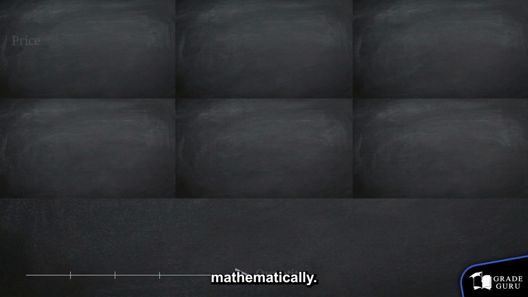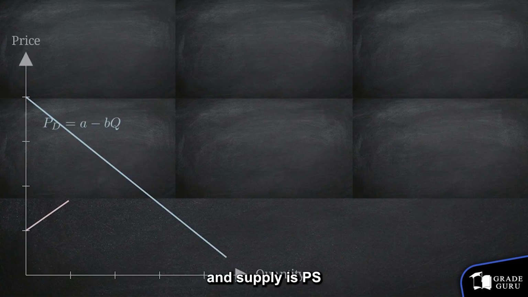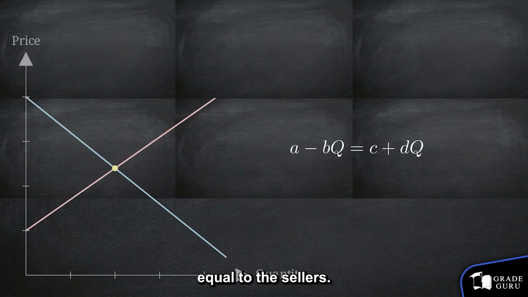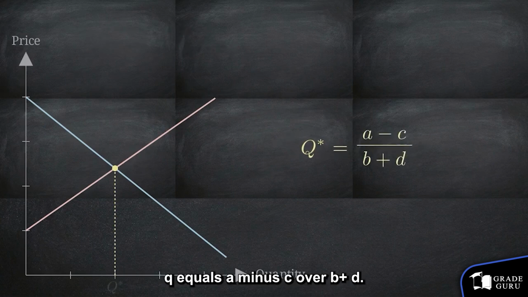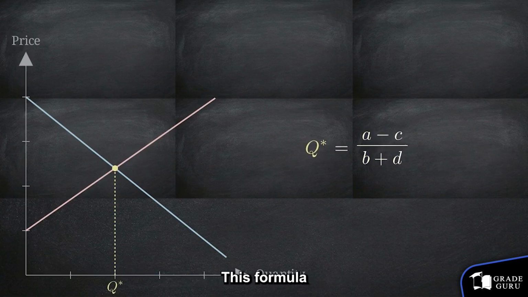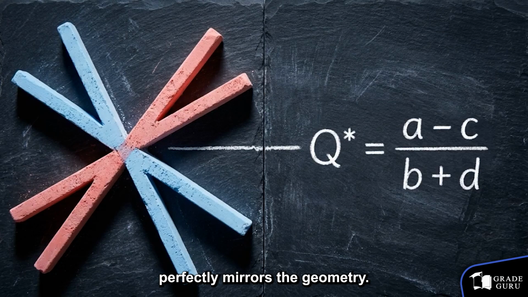We prove equilibrium mathematically. Demand is PD equals A minus BQ, and supply is PS equals C plus DQ. Set the buyer's price equal to the seller's, then rearrange algebraically to isolate the optimal quantity. Q star equals (A minus C) over (B plus D). This formula allows you to calculate the exact equilibrium quantity without needing to draw a graph. The algebraic equation perfectly mirrors the geometry. Finding Q star is the mathematical enforcement that the willingness of buyers equals the willingness of sellers.